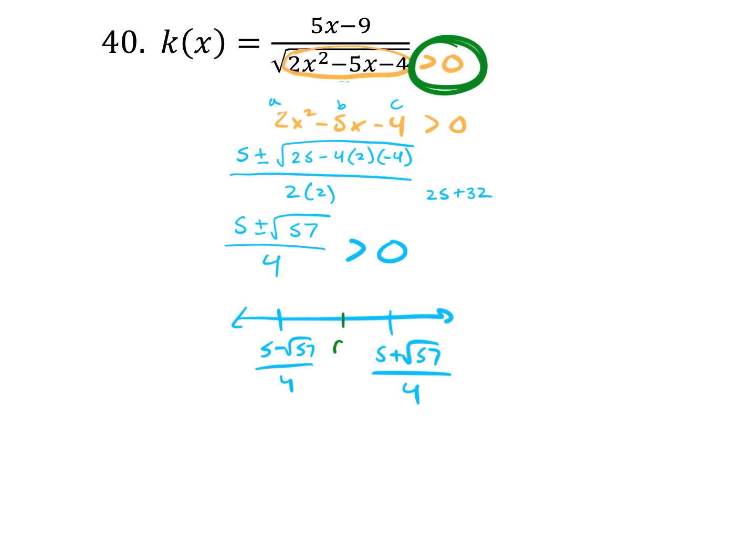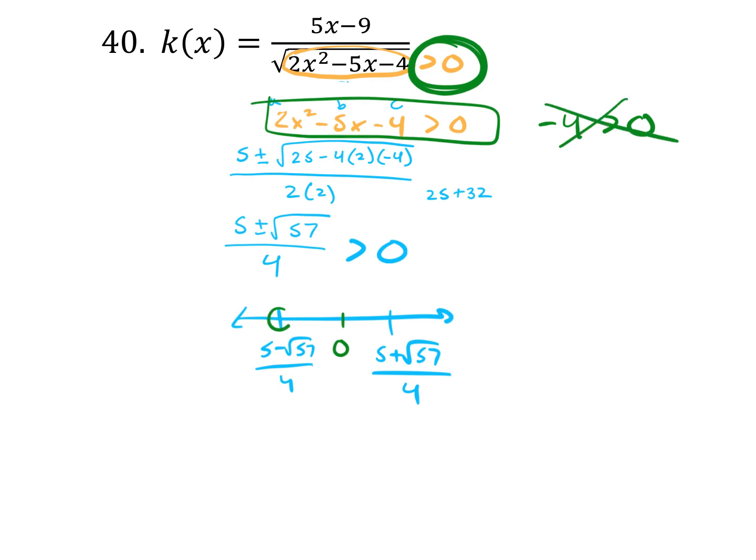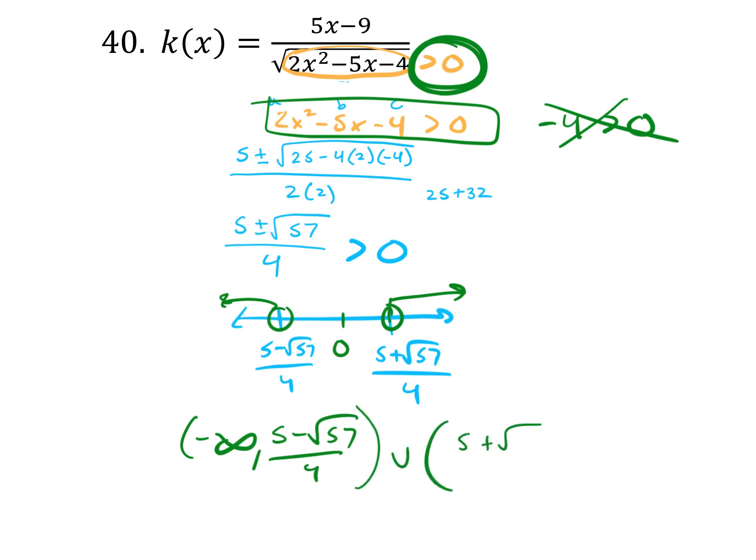So we have to figure out if we're shading in between or outside. We can plug in 0 to test and see if that works. So we're plugging it into here. So this would be negative 4 is greater than 0. Is this true? No. So that means we're shading on the outside. So we would say negative infinity to 5 minus square root 57 over 4, and 5 plus square root 57 over 4 to infinity.